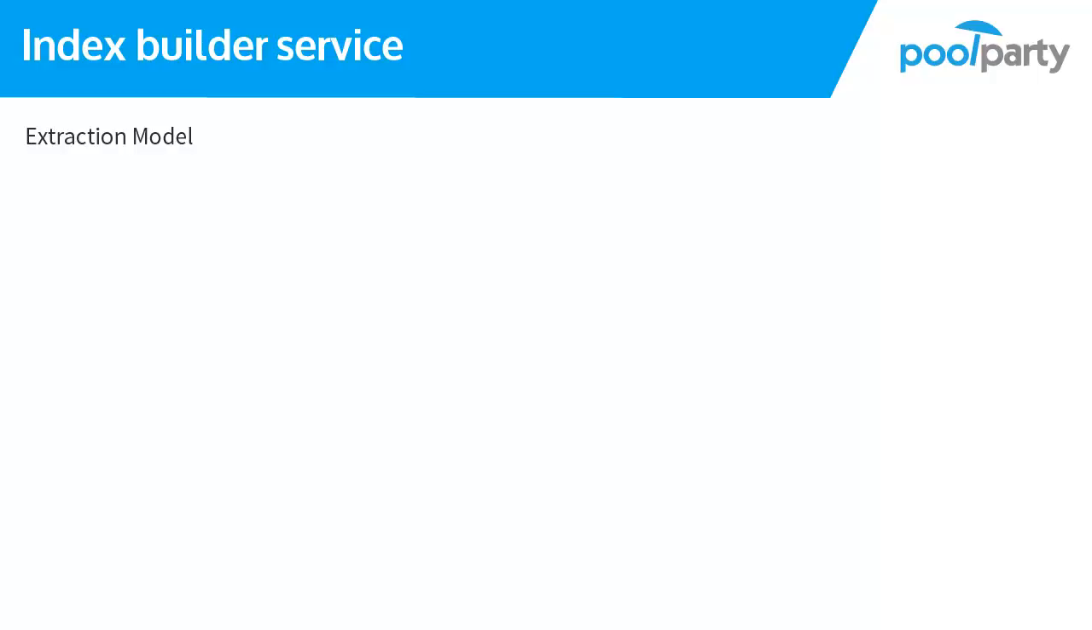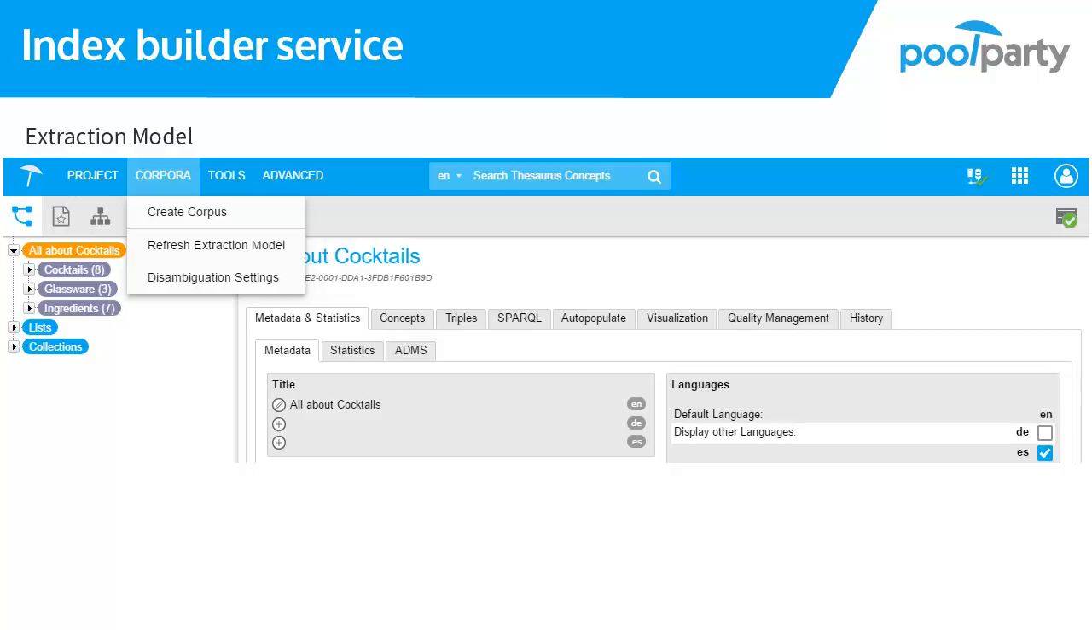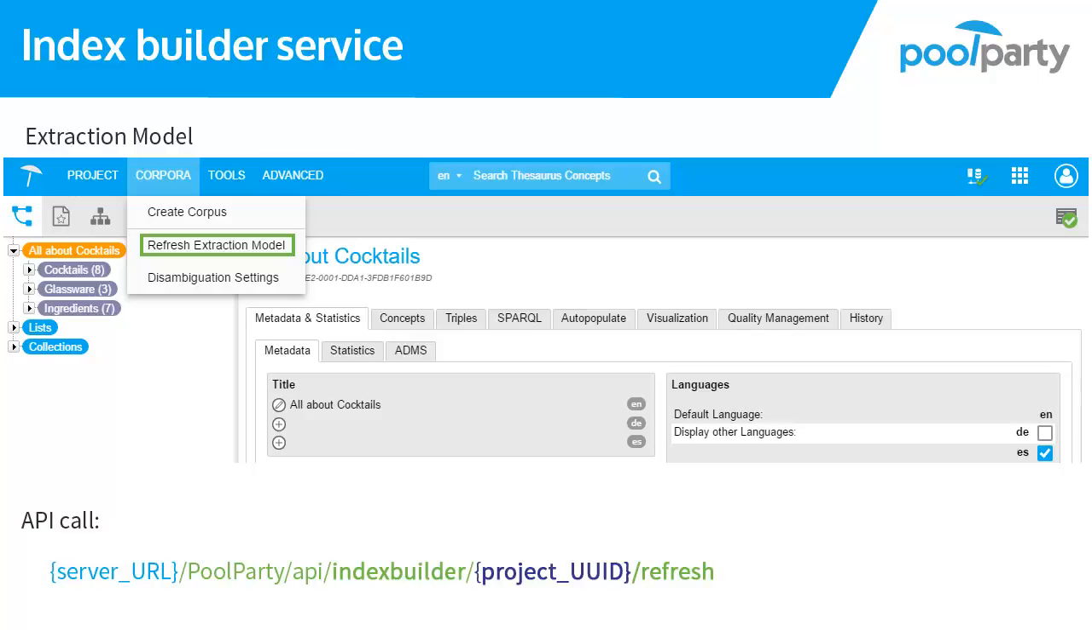This can be done on the front end of PoolParty from the Corpora menu at the top left and select Refresh Extraction Model, or through the API with the Index Builder call, which is part of the PoolParty Thesaurus API and not on the Extractor API. The basic call looks like this. You put the project UUID, which you want to refresh, and then just do the call.